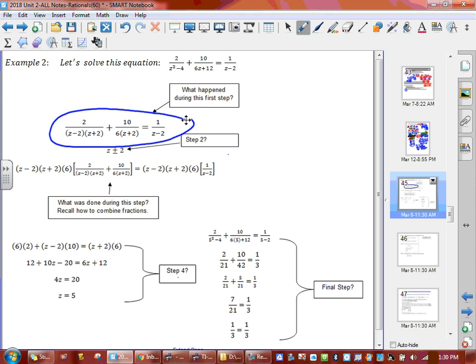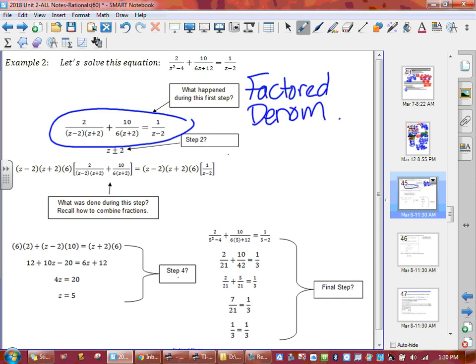What do you notice right away, first of all? They factored the bottom. If you see brackets all of a sudden, that means they factored something. So we have brackets all of a sudden, so what they did is factor the denominator. Okay? What do they do in step 2? What are they noticing? What are they pointing to? The NPV, non-permissible value. That's what we found there. All right.